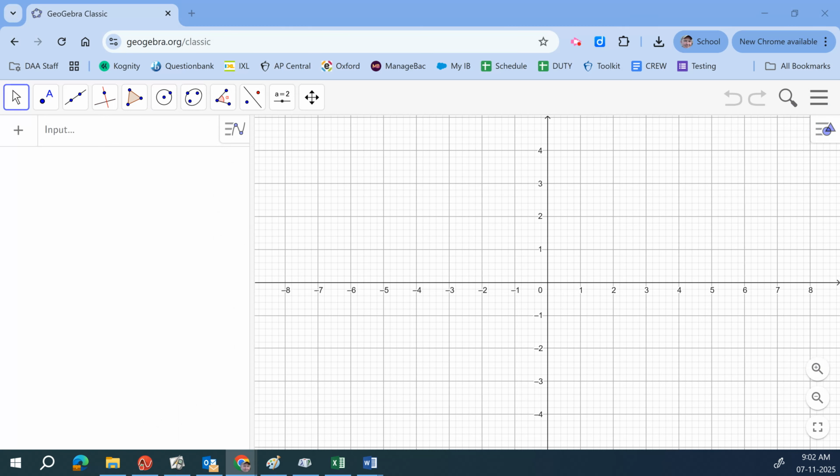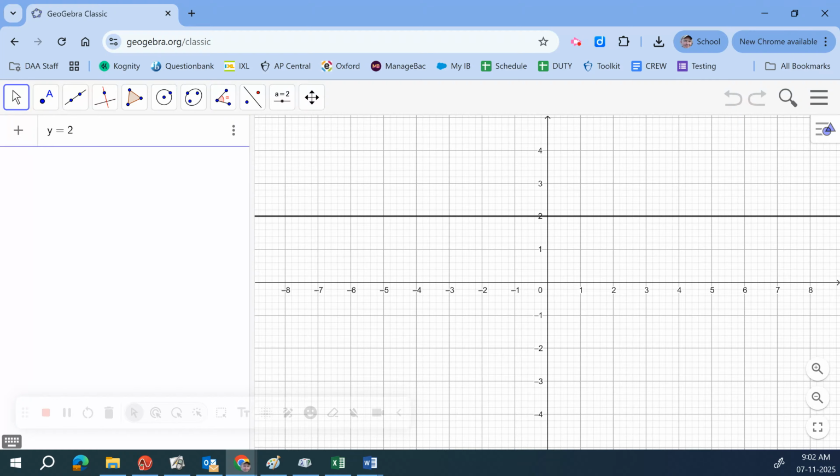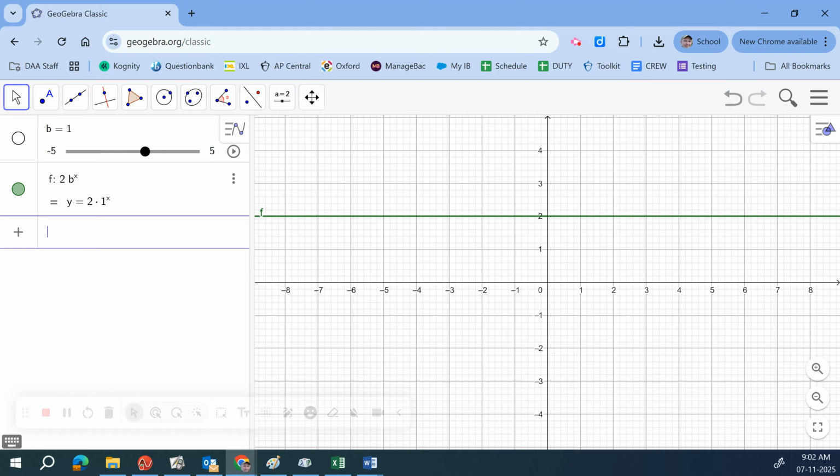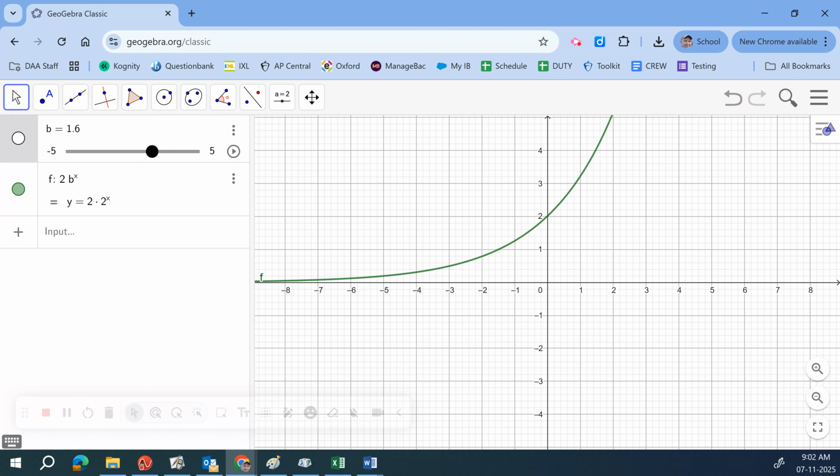Let's take a look at a log function. Let's have y equals 2 times b to the x. If we change the b value, if b is bigger than 1, sorry, I drew the exponential function.